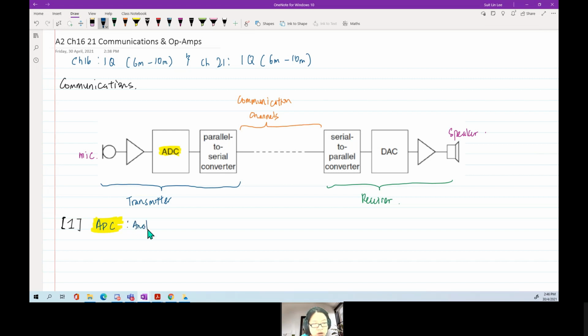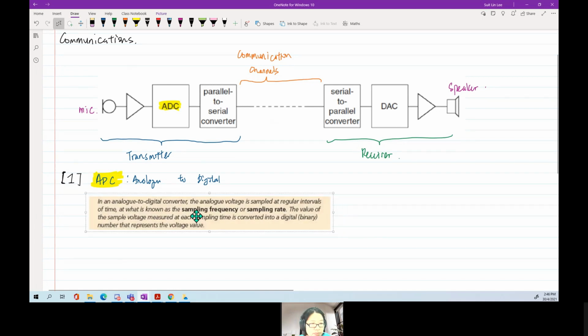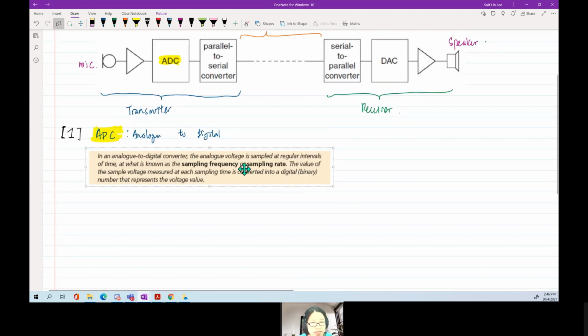So this is the analog to digital conversion. When it comes to analog to digital conversion, you have to know the definition or basically the function of an ADC. In this converter, we are taking analog voltage samples at regular intervals and converting them to binary numbers. So in a nutshell, let's say this is my noise, my sound, my voice. We are sampling it at regular frequency.